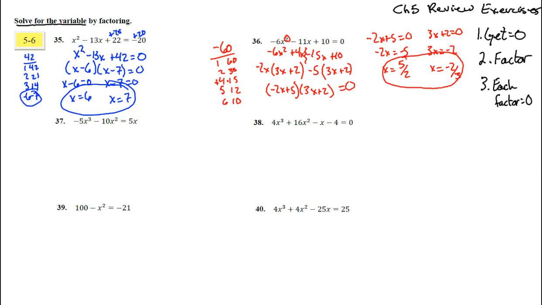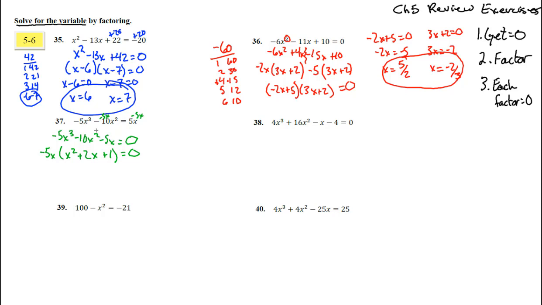All right, now we have number 37. So we got to get it equal to 0. So we got to subtract 5x over here. Writing that out, we get negative 5x cubed minus 10x squared minus 5x equals 0. Yay, we got it equal to 0. We are set and ready to go. Now we got to factor. Looks like a negative 5x could come out of all of them. And we're left with x squared plus 2x plus 1 equals 0.